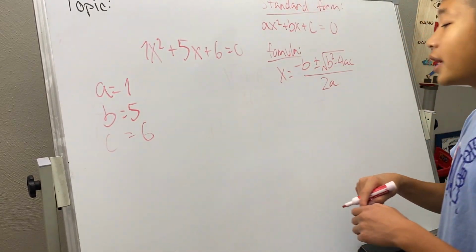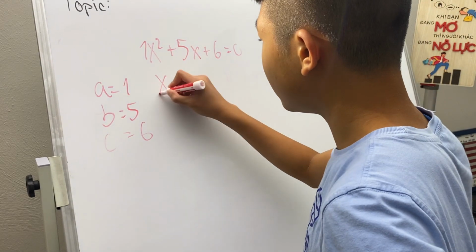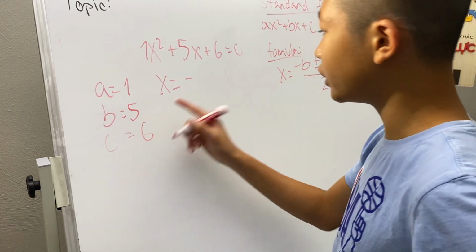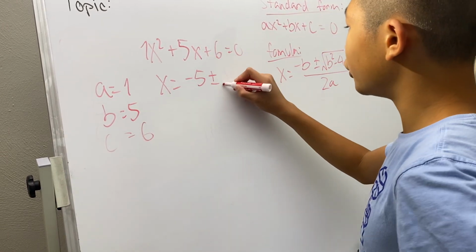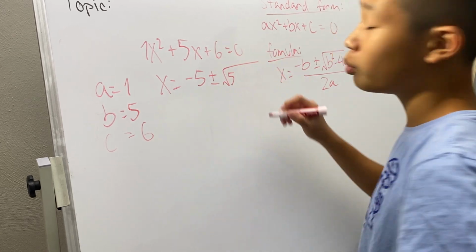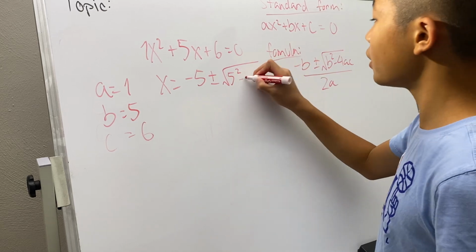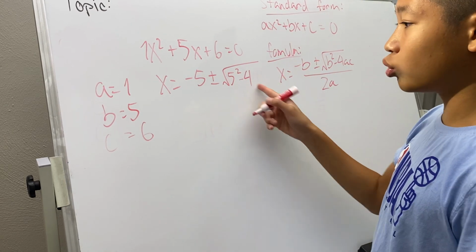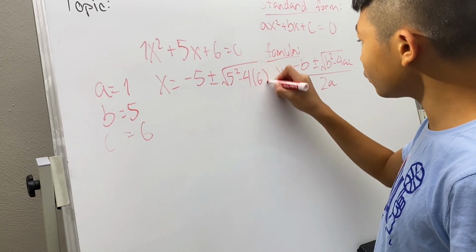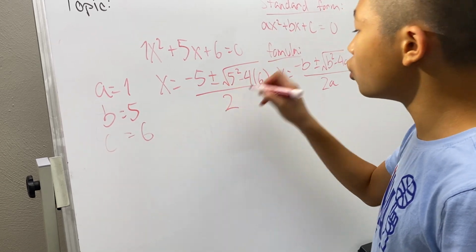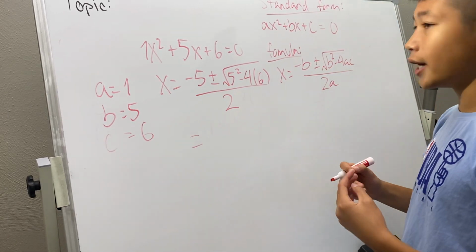That's it. Plug it into this formula, you will get x equal to minus b, which is 5, plus or minus, so it's 2 answers, the square root of b squared. Since b, 5, is positive, we don't really need the parentheses, minus 4, a is 1 so we don't really need to write it, c, which is 6, all over 2a. A is 1, so technically we don't have to write it. If you want to, you can write it on the board.